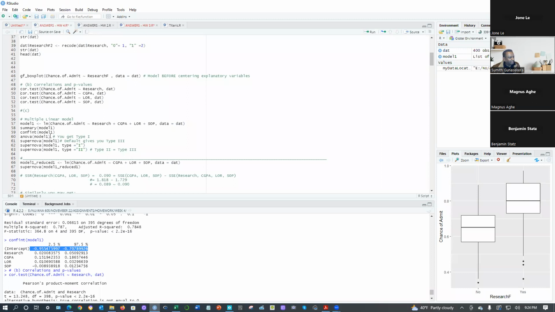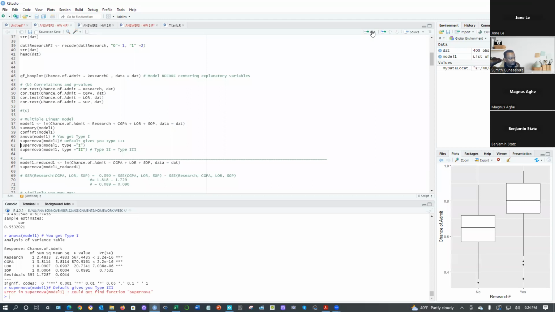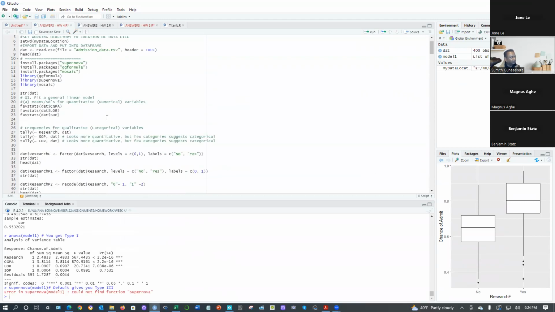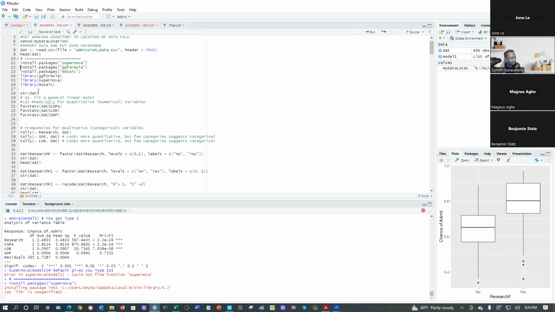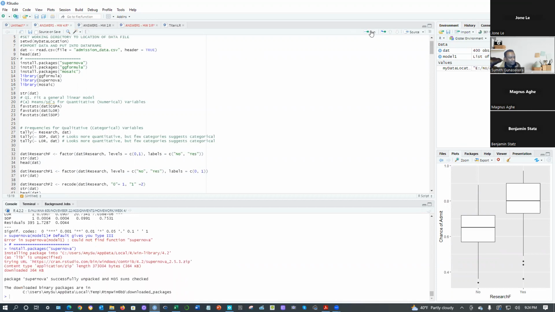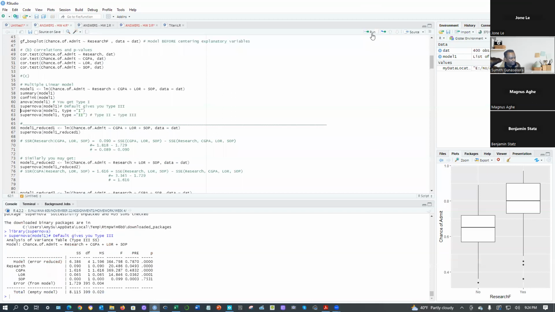Look at another interesting thing. You run ANOVA, and you get the type 1. Then you go over here to supernova, and look at what you get. Okay, let me run supernova. See the default.